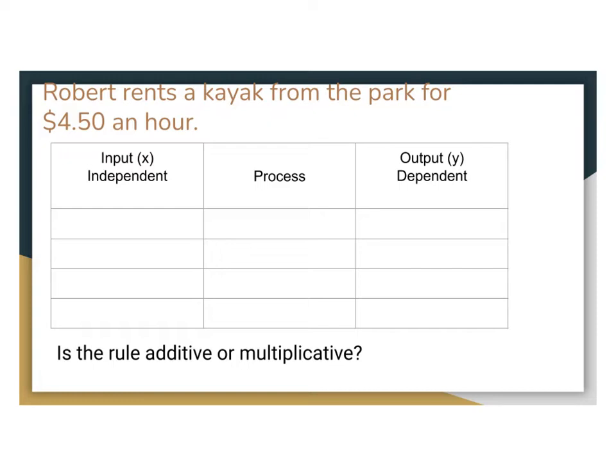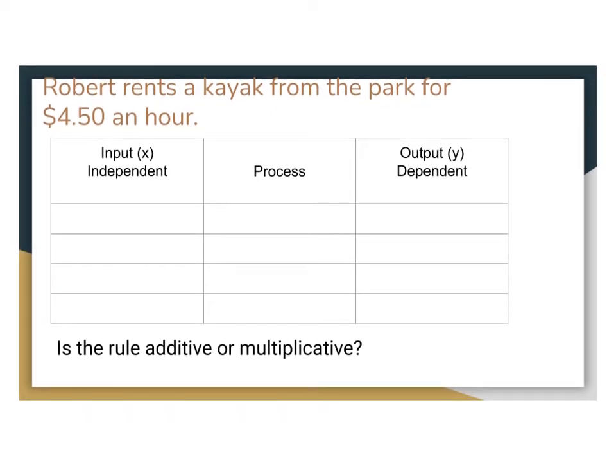So when it says Robert rents a kayak from the park for $4.50 an hour, basically they're telling you that's $4.50 an hour. So in 1 hour, he pays $4.50. Now, if I were to not rent it at all, in 0 hours, then I wouldn't pay.